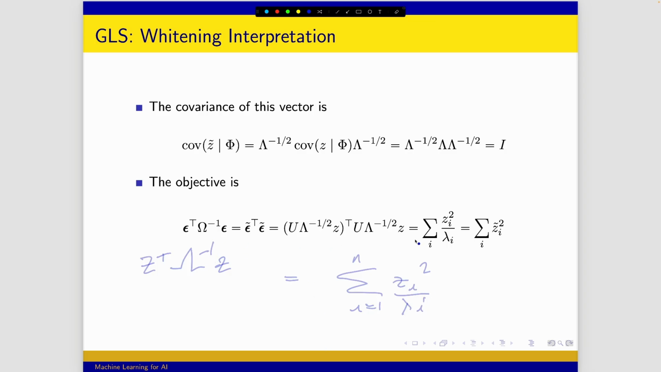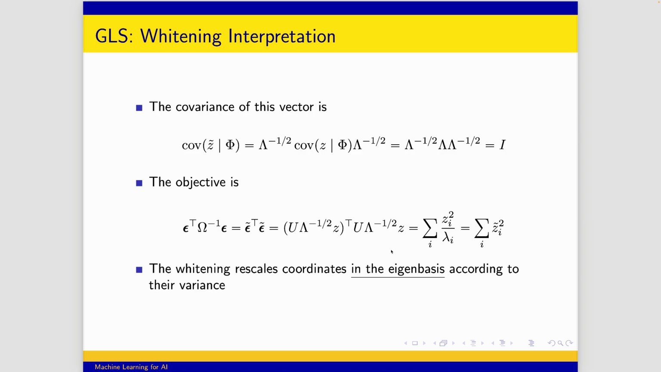So the objective becomes this, where we're weighting the errors according to these variances. So this is the transformed z. This is the whitening transform z in the eigenbasis, zi tilde squared. Zi over square root of lambda i is zi tilde. And what we're doing is reweighting, in the minimization, in the objective, the terms according to the size of the variance. So that's what the whitening does. It rescales the coordinates of the eigenbasis according to their variance.